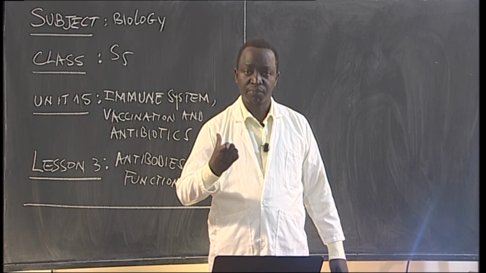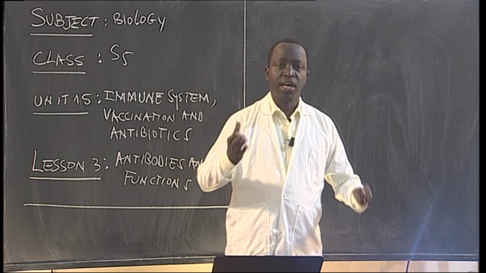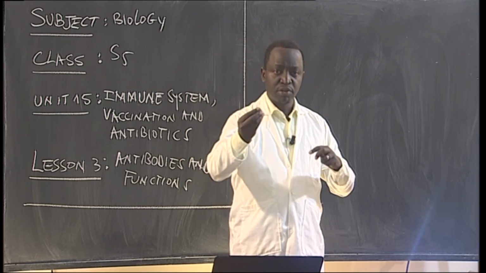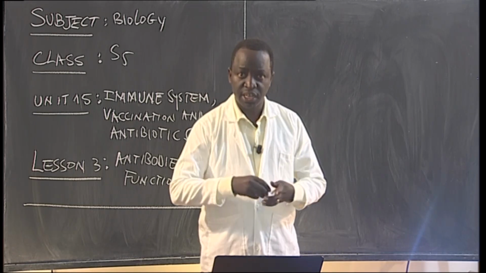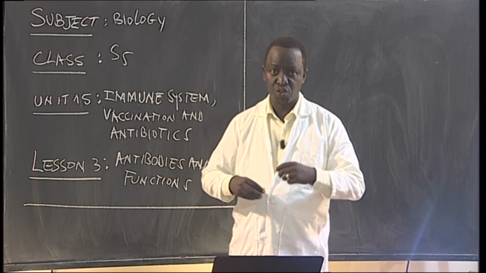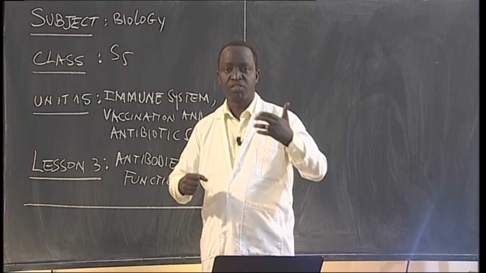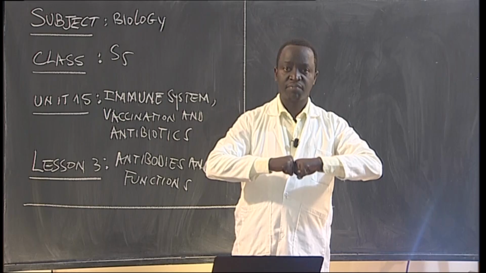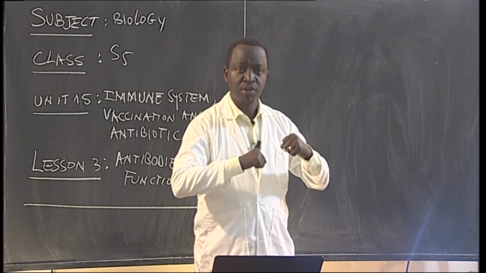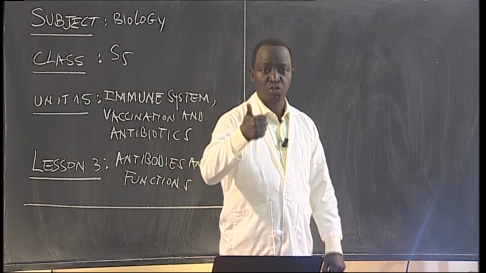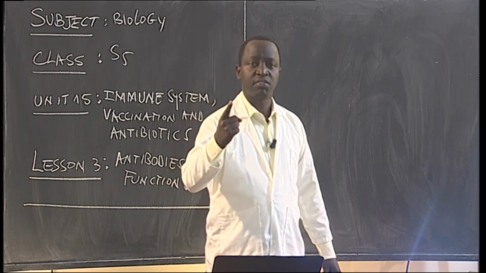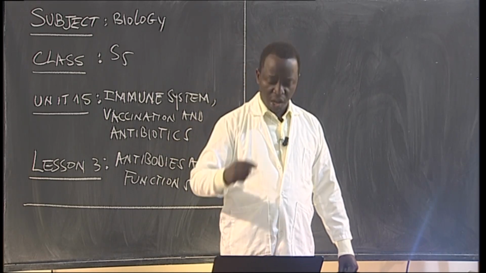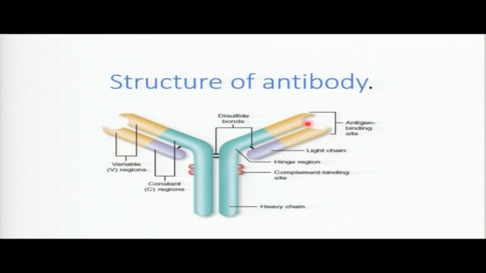Are we together? So that binding site is where, when antibody goes out to attack this foreign material, that foreign material has to bind with the antibody. And once they bind with antibody, the antibody is going to destroy it, it's going to kill it. This is the site where antigens can bind. That's why it is called antigen binding site.